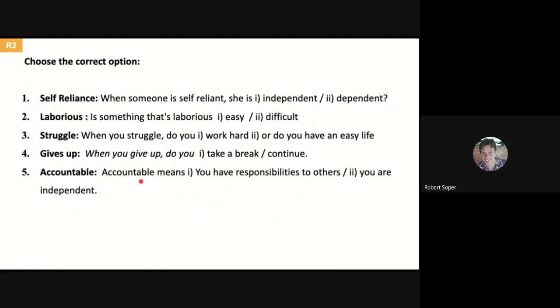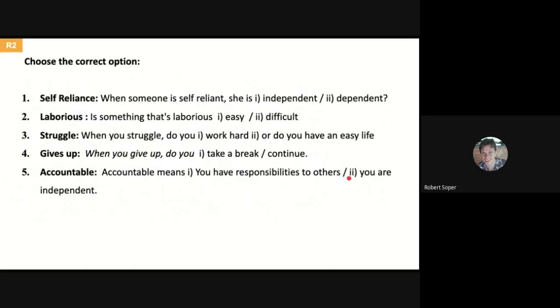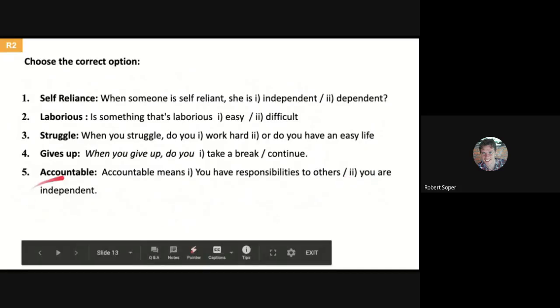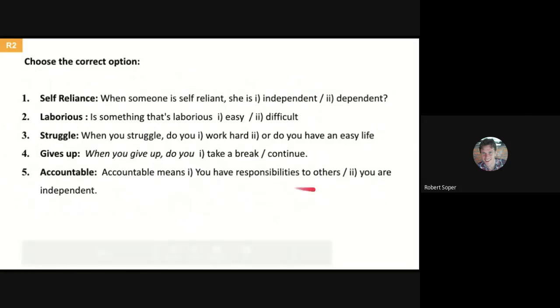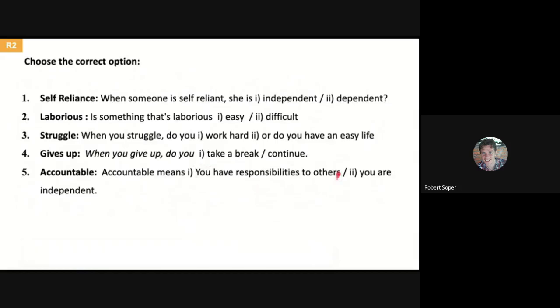Accountable. Accountable means you have responsibilities to others or you are independent. Okay, so we just covered that in the last slide. So accountable means you have responsibilities to others.